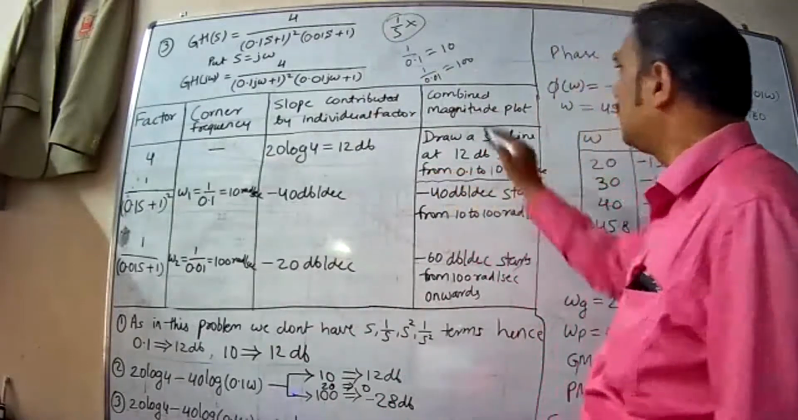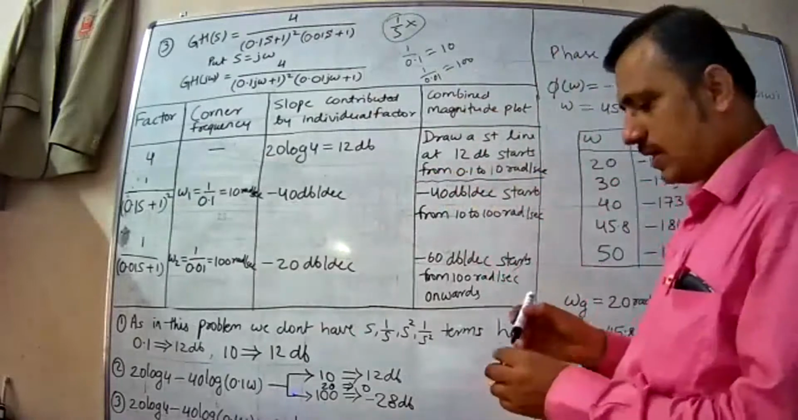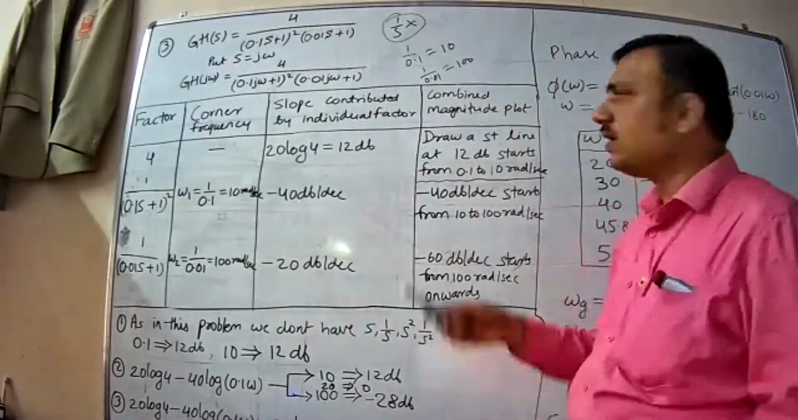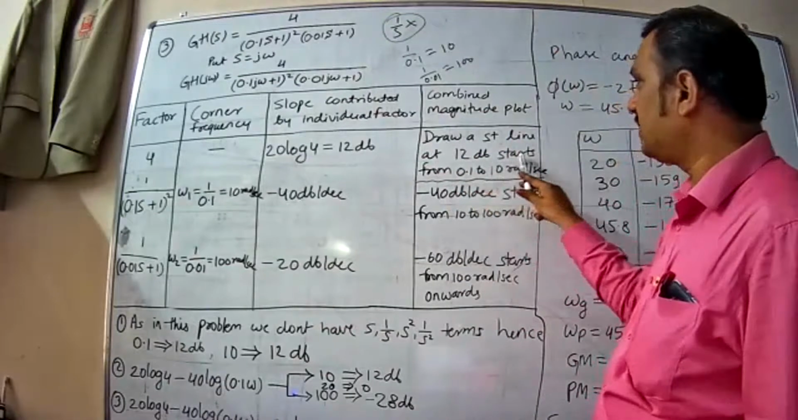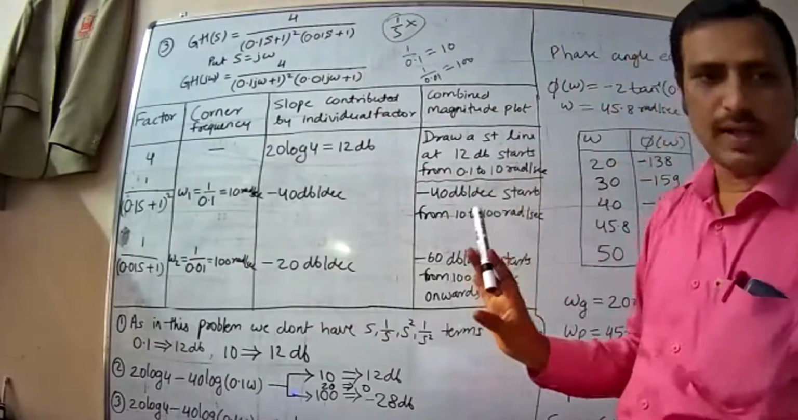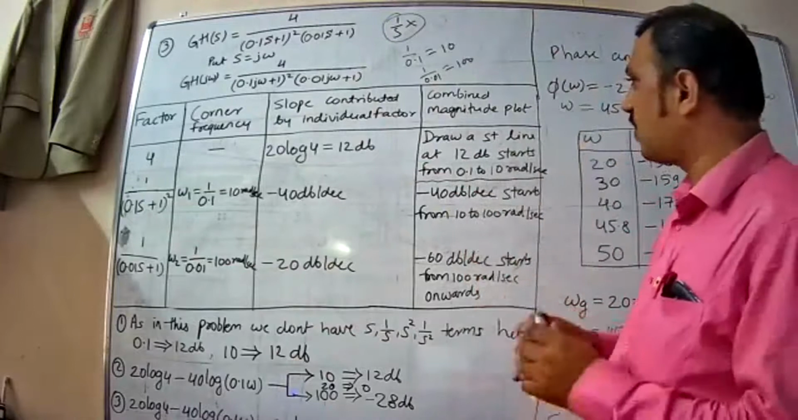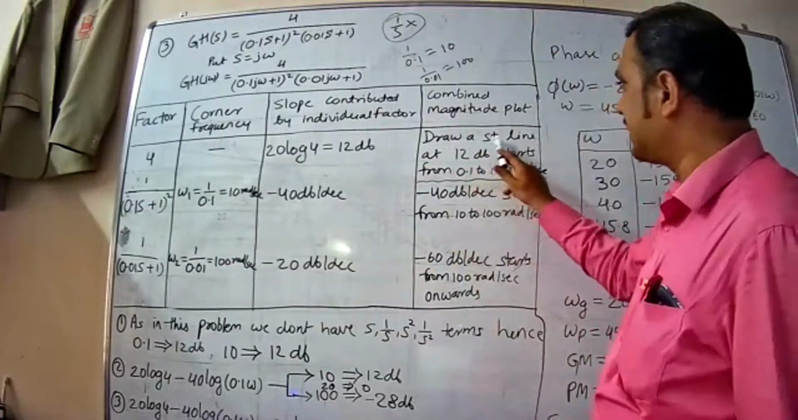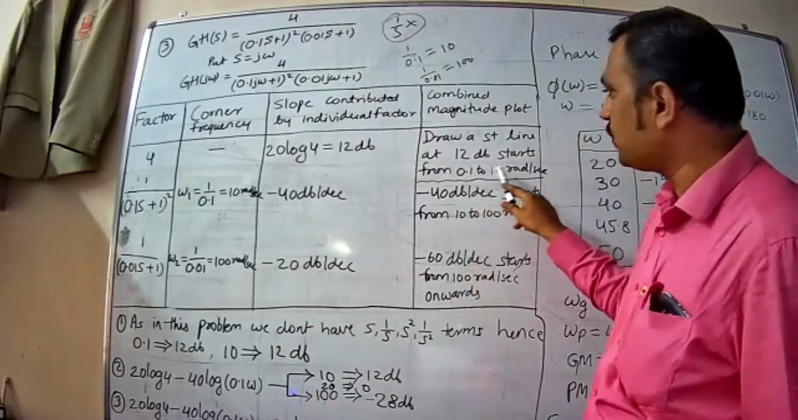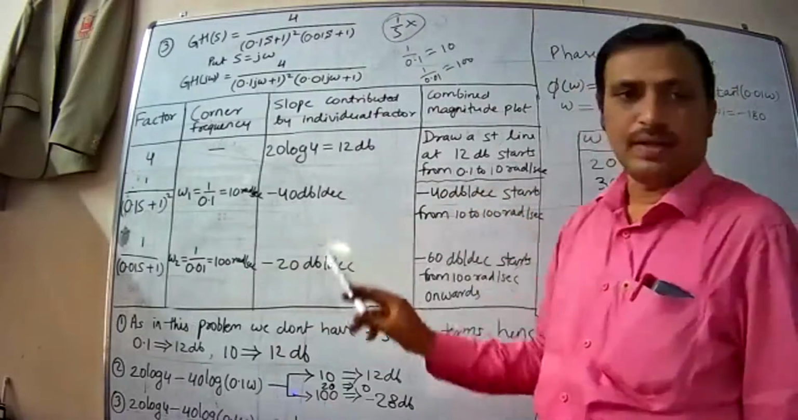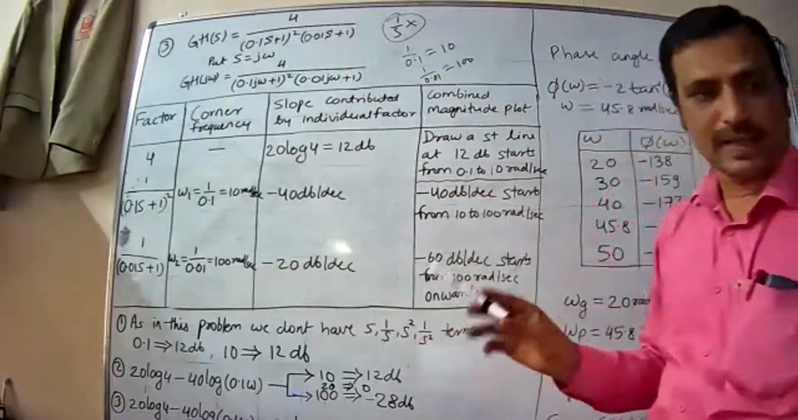Up to this point, the combined magnitude plot. In the last problems, we were just writing that draw a straight line at 12 dB, only that point. But in this problem, what we have to do? Draw a straight line at 12 dB that starts from 0.1 to 10 radian per second. We have to write it: 0.1 to 10 radian per second.